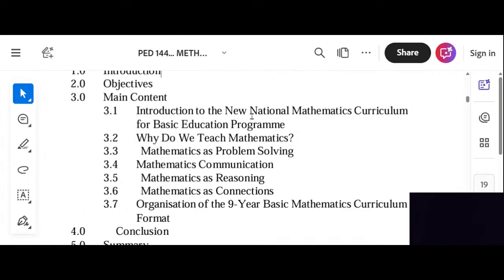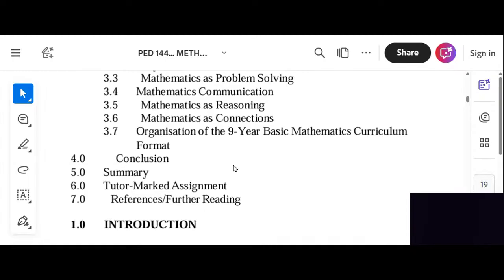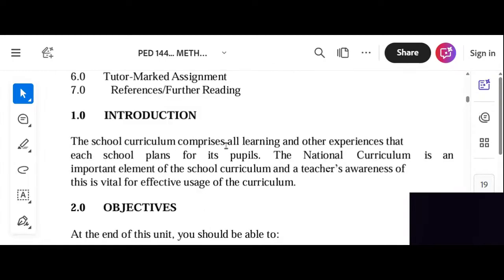We'll first introduce ourselves to the new National Mathematics Curriculum for Basic Education program. We'll then move to talking about why we teach mathematics. Then mathematics as problem solving, mathematics communication, mathematics as reasoning, mathematics as connection, and organization of the 9-year basic mathematics curriculum format. Those are the things we'll be reading about in this unit.